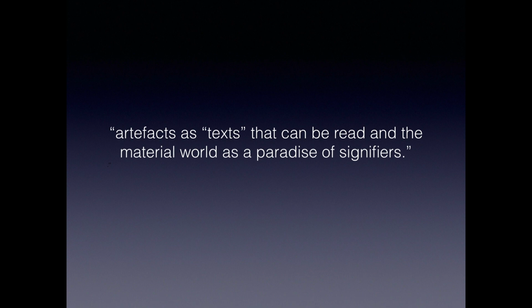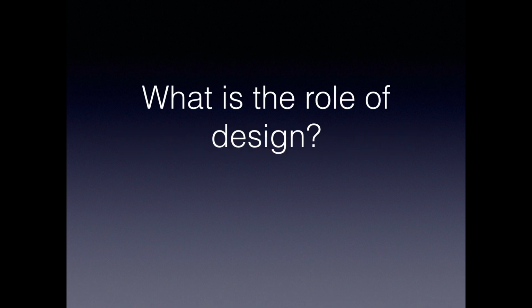If we think about artifacts as texts, that are things that we can read, and by artifacts we mean designed objects, buildings, products, whatever, the material world then is this paradise of signifiers. That is, all the things that we build and use signify in some way. And that's the core of semiotics, thinking about how those things communicate as opposed to what they actually do functionally.